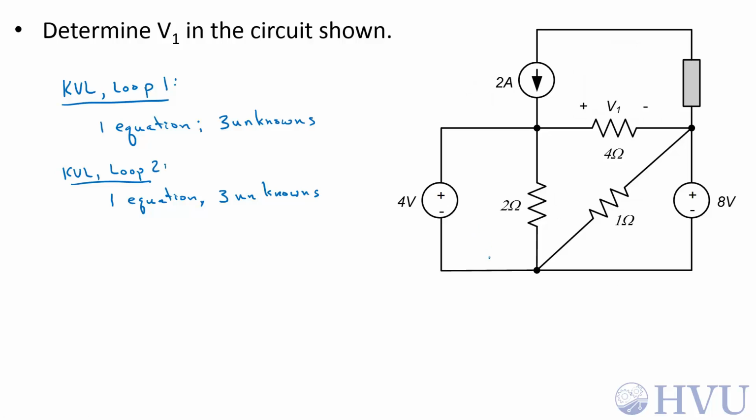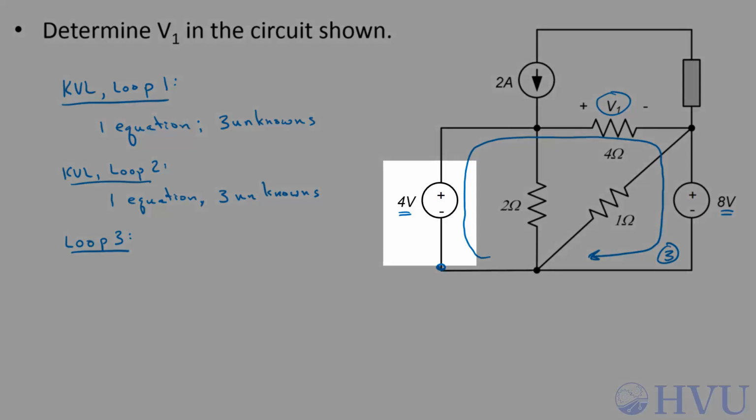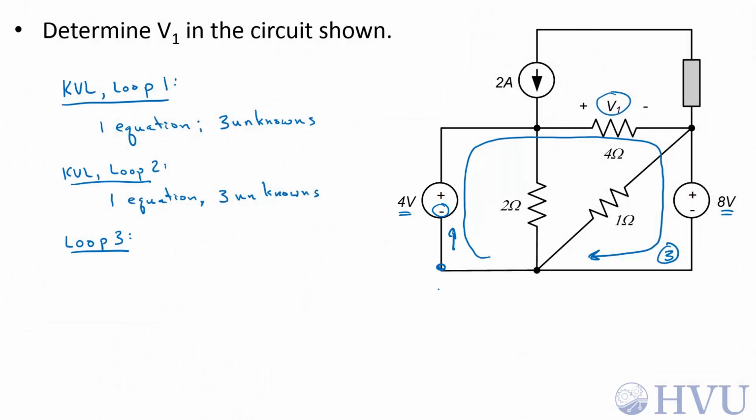If we create a loop that goes through here, call that loop 3, we go through 2 voltage sources, a 4-volt voltage source and an 8-volt voltage source, and the desired voltage V1. So we have one equation and one unknown. Now if I start down here, moving this direction, I enter the negative terminal of the 4-volt source first. If I assume that entering the negative terminal results in a negative voltage, this becomes negative 4 volts.